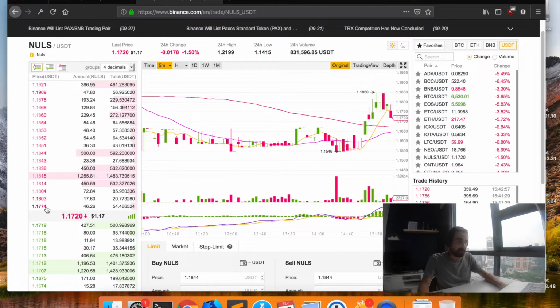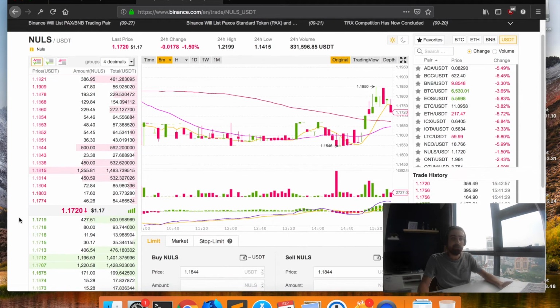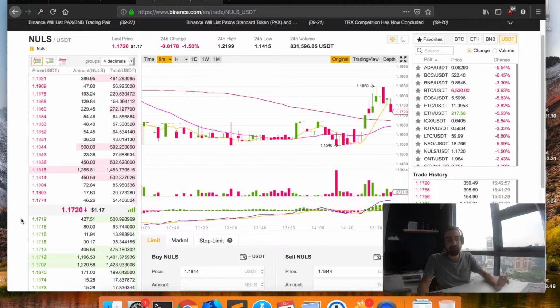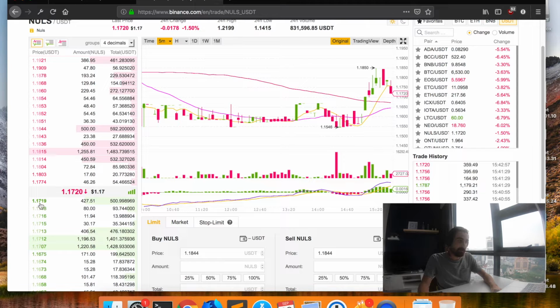If you were to buy right now, the only way we can do that is to buy with a market order. And as you can see here, the best price someone's currently willing to buy at is 1.172, where the best price someone's currently willing to sell is 1.17.